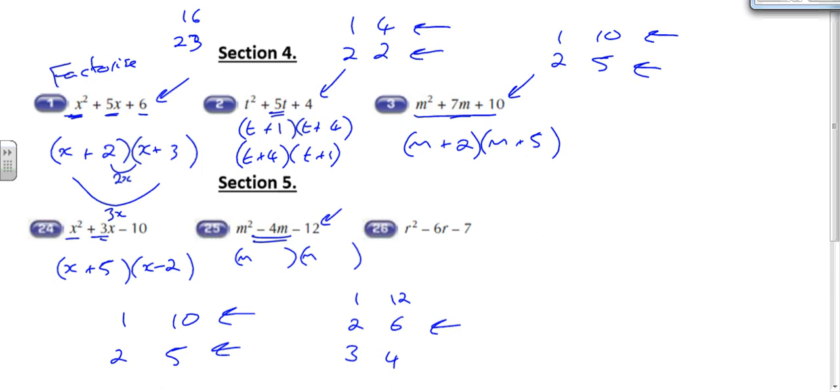So how do we use 2 and 6 to make minus 4? It's got to be plus 2 and take away 6, because 6 take away 2 is going to be plus 4, but 2 take away 6, so plus 2 take away 6 is going to be minus 4.